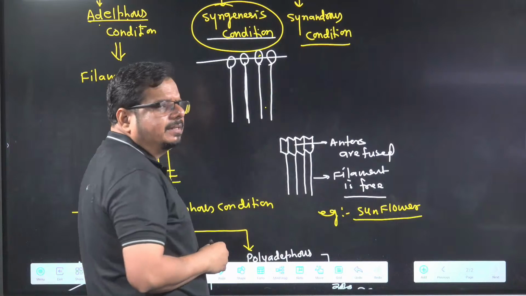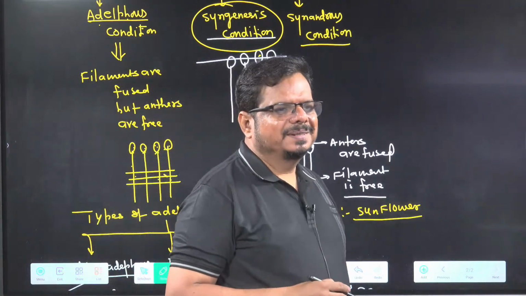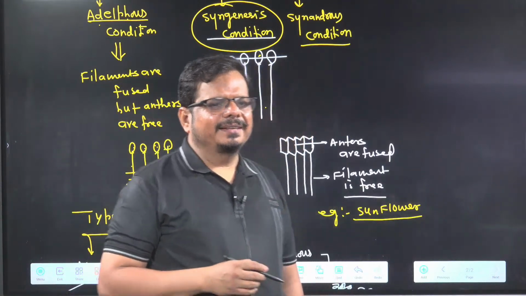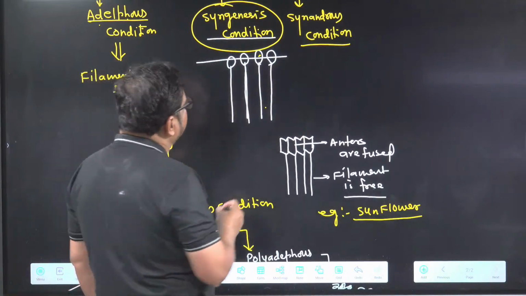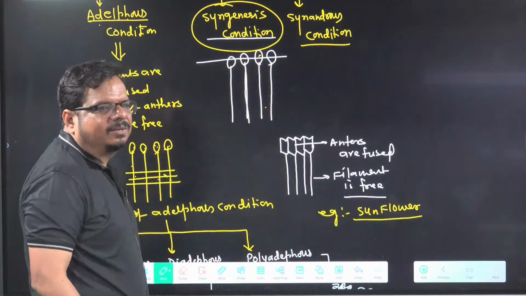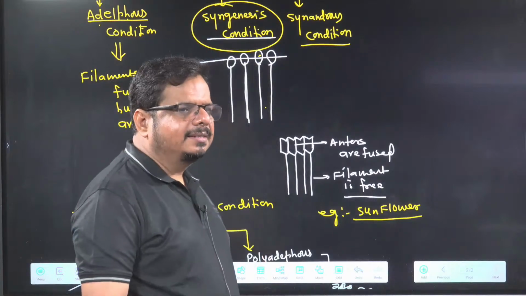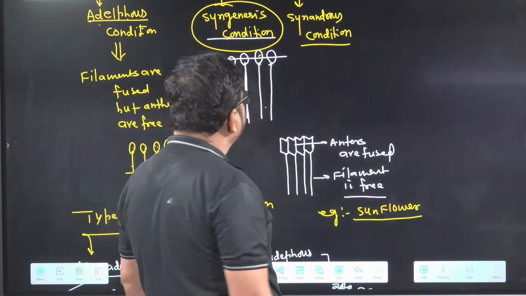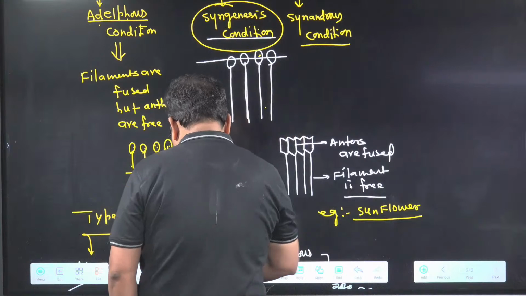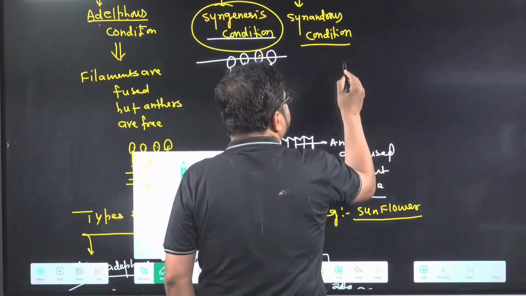So such condition is present in the sunflower family, Composite. Getting the idea? So that is which one? Sunflower. You got the idea about the syngenesis condition or not? Clarity came in the mind, syngenesis condition. Now I am going to tell you about which one? Synandrous condition. Now what is this synandrous condition?